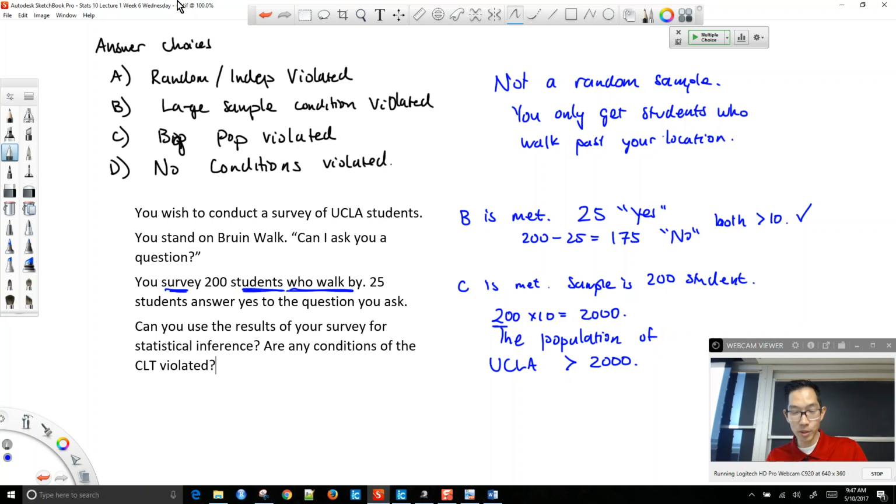Much greater. And so the problem here is the fact that we are surveying those who walk by. So you have to be careful. Random and independent will be violated, and this is violated for any kind of convenience survey or convenience sample.